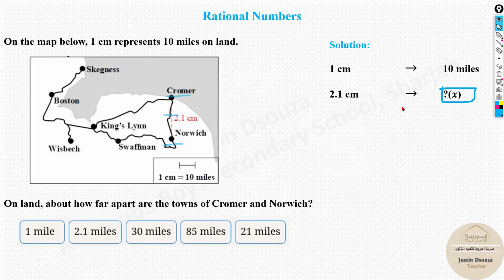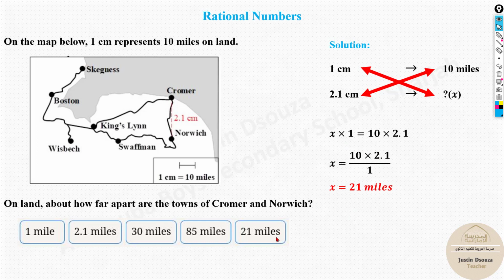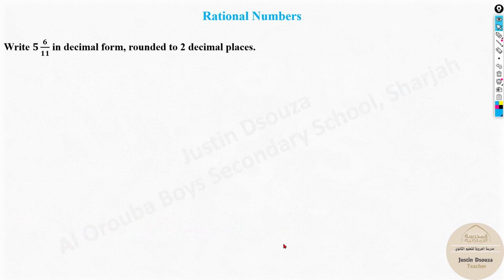But anyways, let's just cross multiply them. This multiplies with this, and this multiplies with this. So how we do is we just draw two crosses, two lines crossing each other. So whichever touches the ends, that is 1 and x unknown, will be at one side. This value 2.1 and 10 at another side. And now all you do is simplify. 10 times 2.1 is 21. Divided by 1 will be the same thing. So it's 21 miles. This is your correct answer.